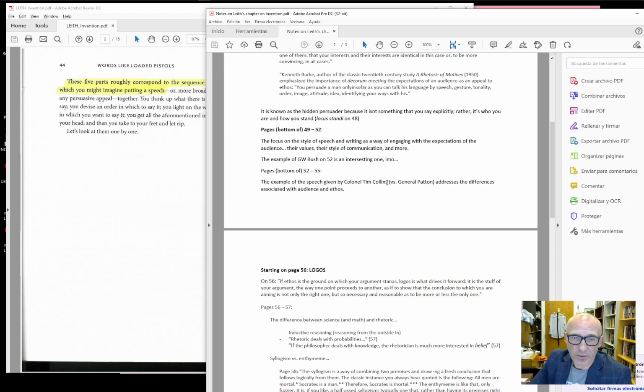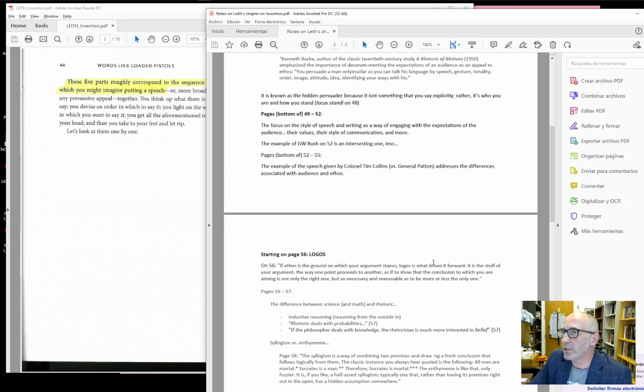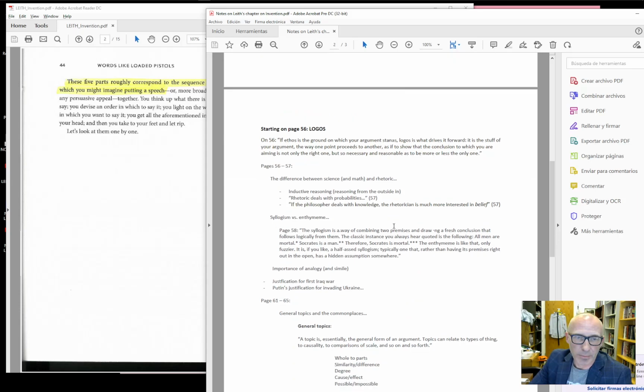So ethos is a really fascinating topic, and again, it's not just about whether you're one of us. It can also be how well you can empathize with your audience, how well you can demonstrate sympathy and care and understanding, even if you are an ally or an outsider. So that's ethos. Logos, starting on page 56.